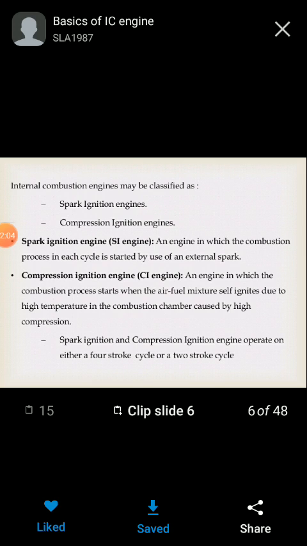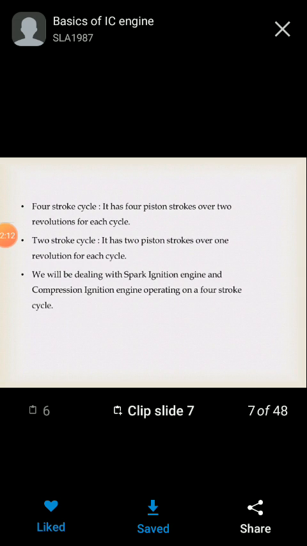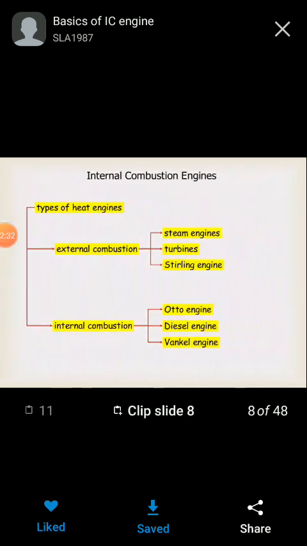The spark ignition and the compression ignition engine operate on either a 4-stroke cycle or a 2-stroke cycle. The 4-stroke cycle has 4 piston strokes over 2 revolutions for each cycle, and the 2-stroke cycle has 2 piston strokes over 1 revolution for each cycle. We will be dealing with the spark ignition engine and compression ignition engine operating on a 4-stroke cycle.